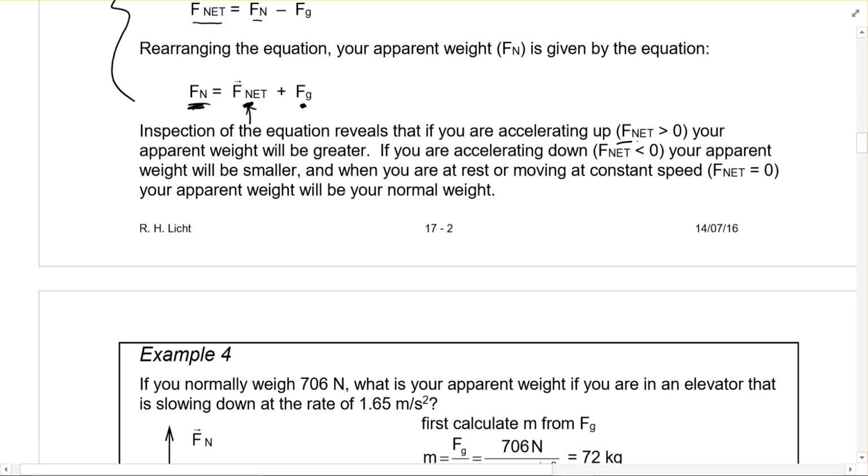So if F net is greater than 0, you're going to feel heavier. If you're accelerating downward, then your F net is going to be less than 0, and your apparent weight will be smaller. You're going to feel lighter than you normally would.